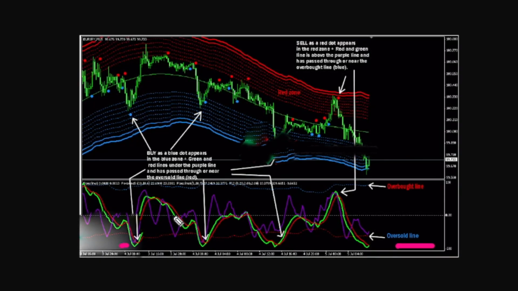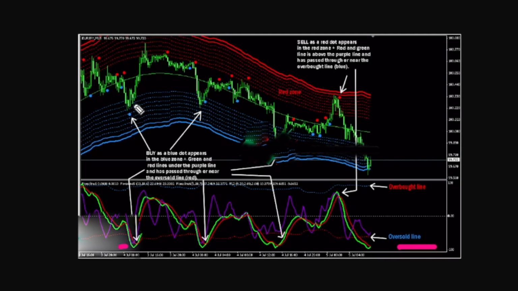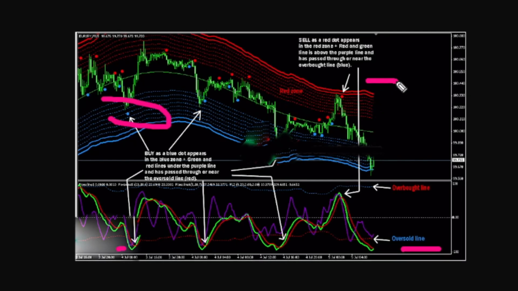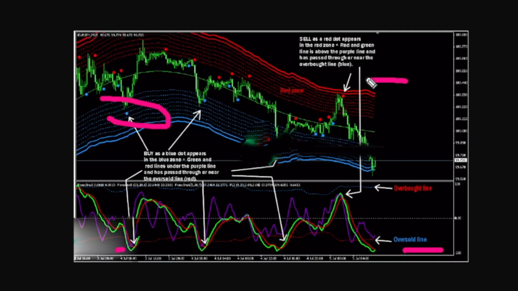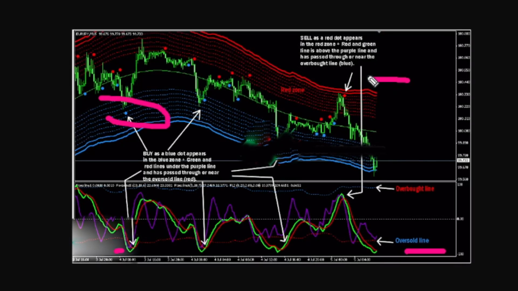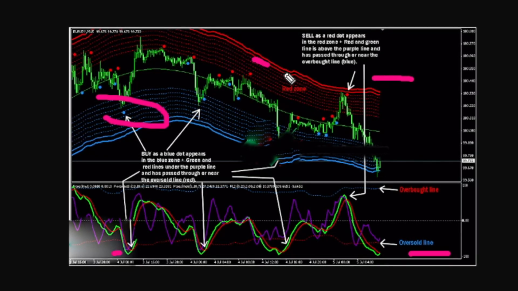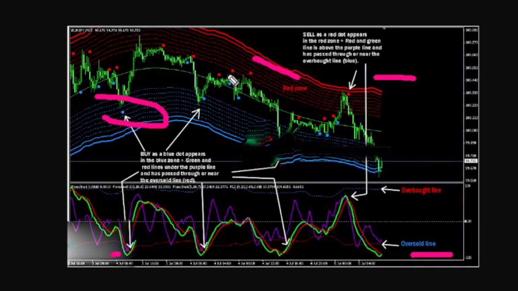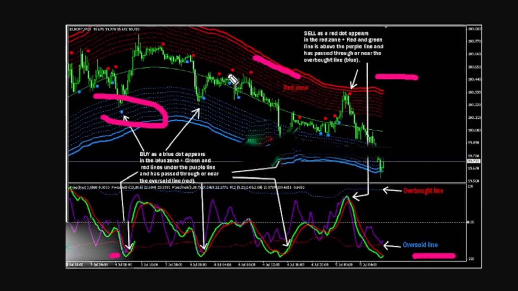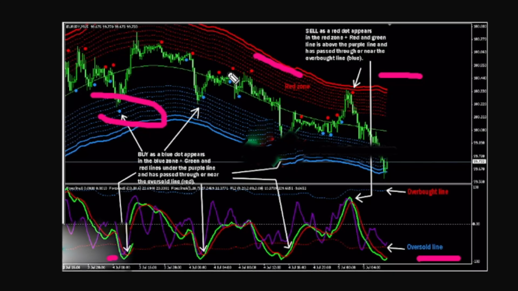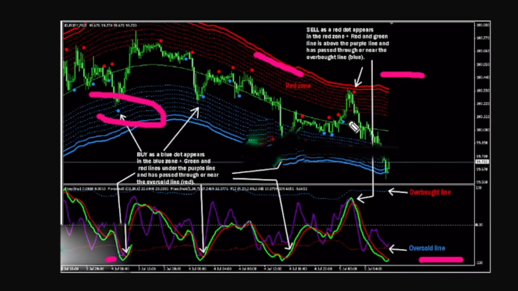So when it comes to selling, this was for buying, then for selling is this one. So you sell as the red dot appears in the red zone. So the red zone, this is where there are these red lines. Okay, and the red and the green line is above the purple line and has passed through the overbought line.